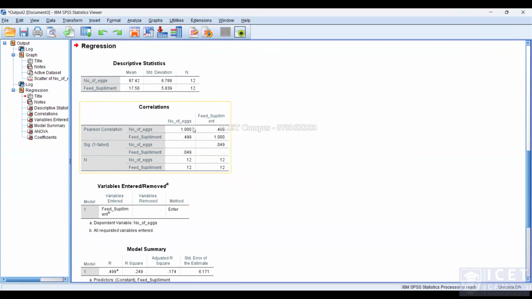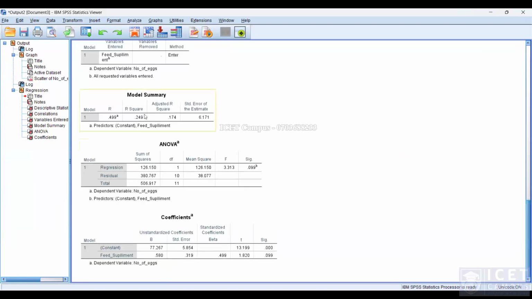Feed supplement and number of eggs. That is 0.499, which means approximately 0.5. So there is not a very strong correlation between the two. Then when it comes to the model summary, you can see again the R square value is 0.249, that is 24.9%. So what is the meaning here?